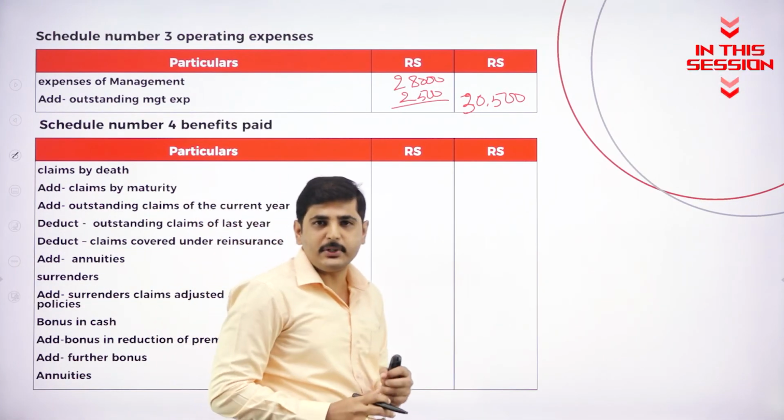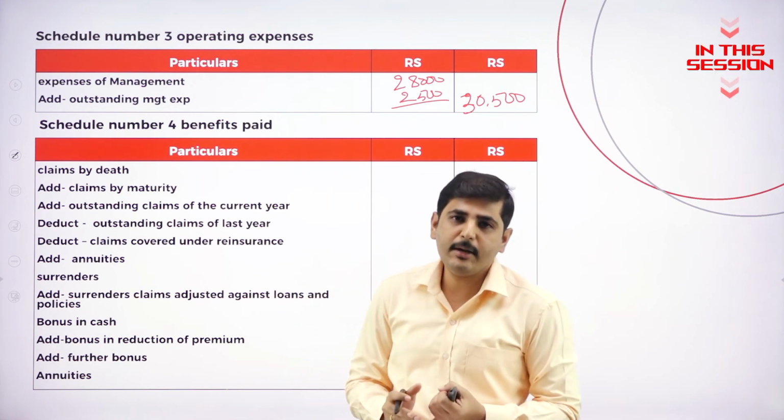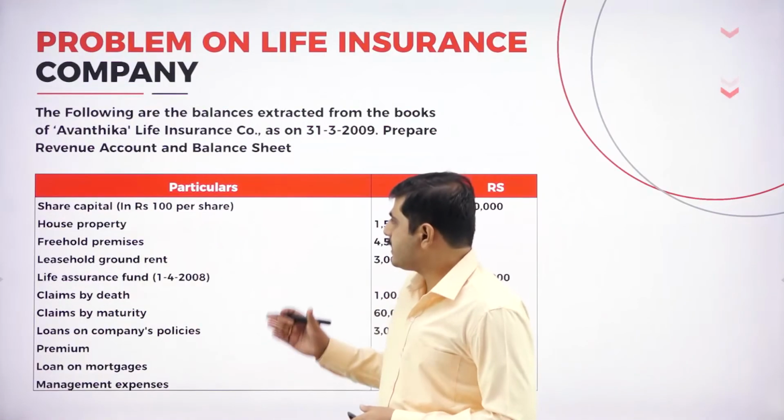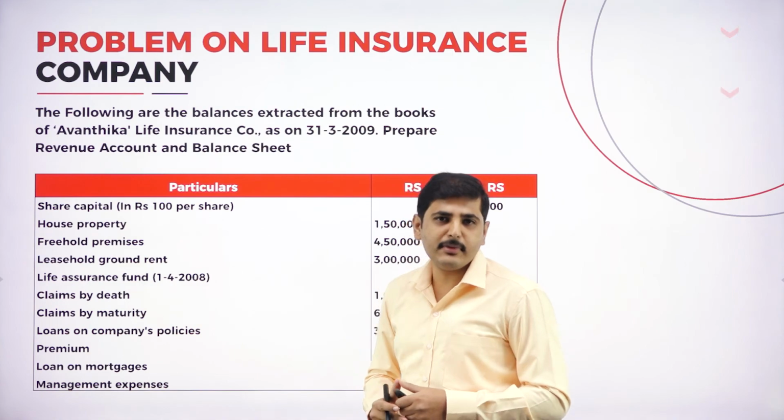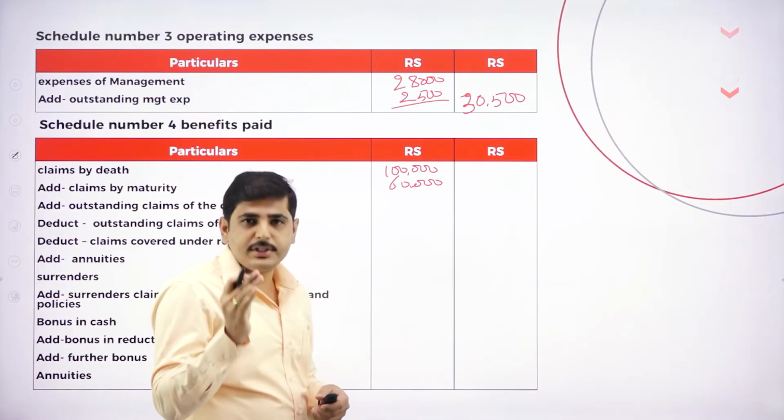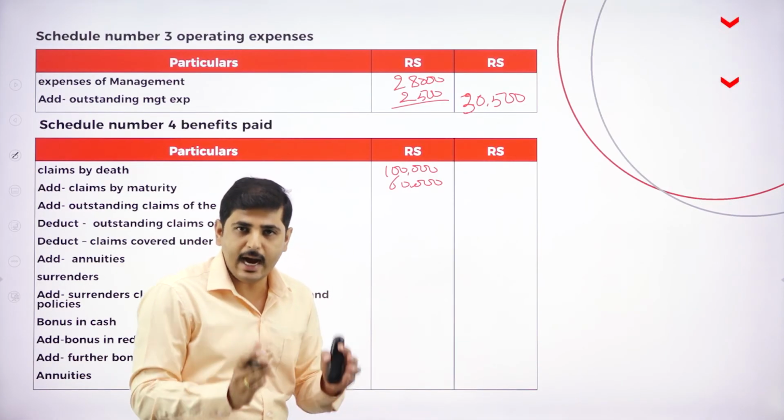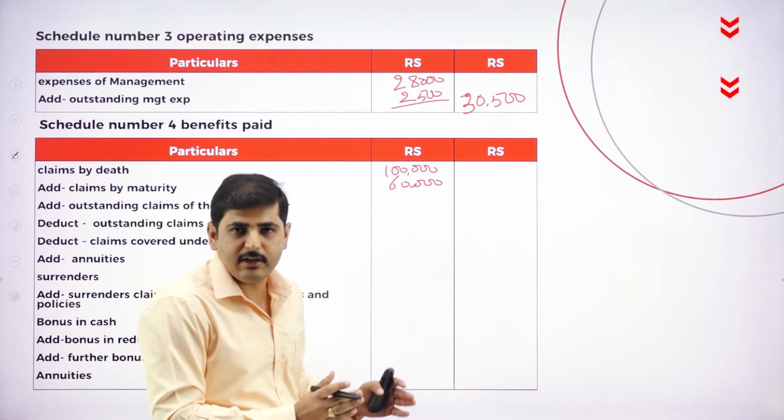So what are the items that come under benefits paid? It may be claims, it may be surrenders, or it may be bonus. See, this type of problem you can expect for 15 marks in the examination. Outstanding of the current year we should add. Outstanding of previous year we should deduct.